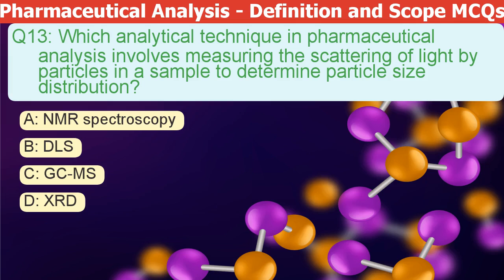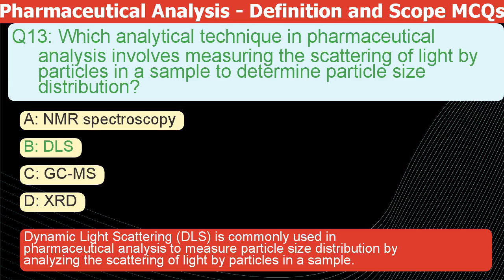Which analytical technique in pharmaceutical analysis involves measuring the scattering of light by particles in a sample to determine particle size distribution? A. NMR spectroscopy. B. DLS, GC-MS, XRD. The correct answer is B. Dynamic light scattering, DLS, is commonly used in pharmaceutical analysis to measure particle size distribution by analyzing the scattering of light by particles in a sample.